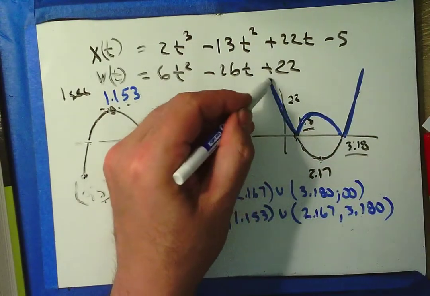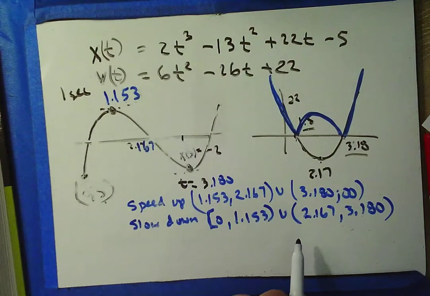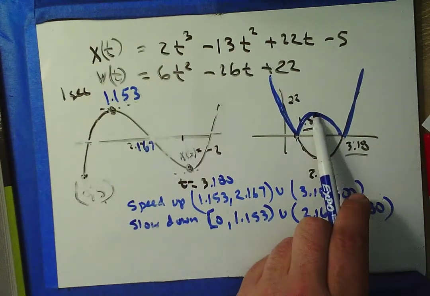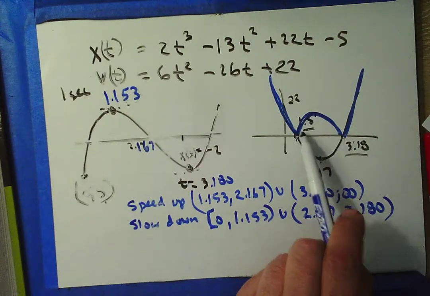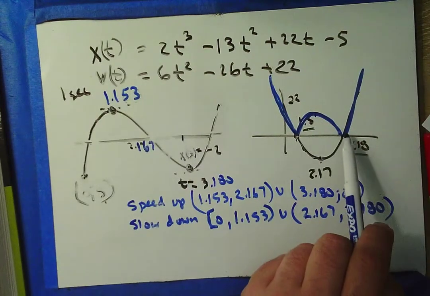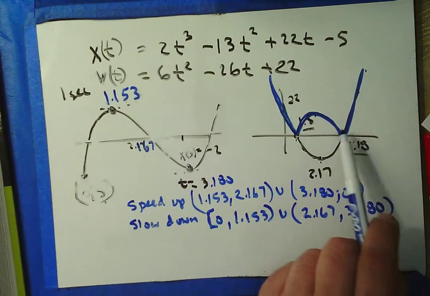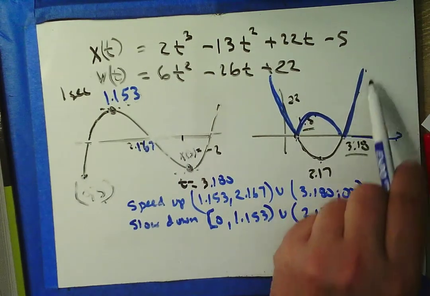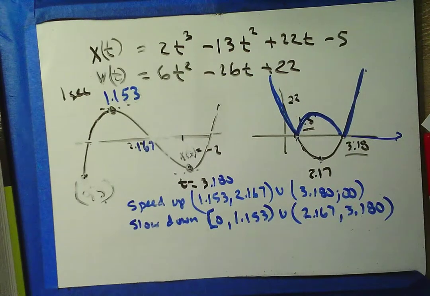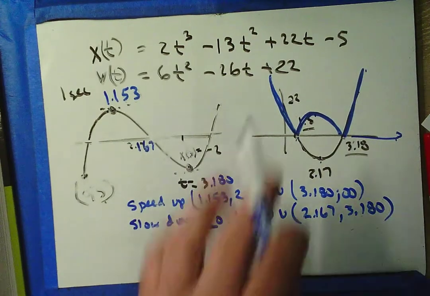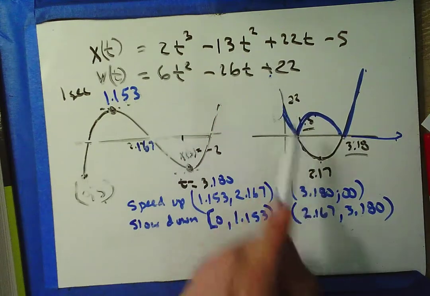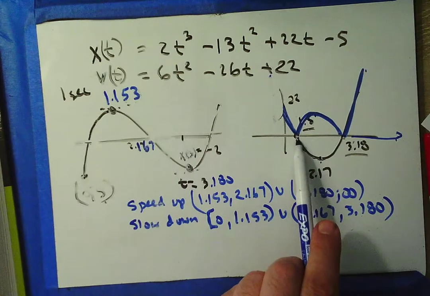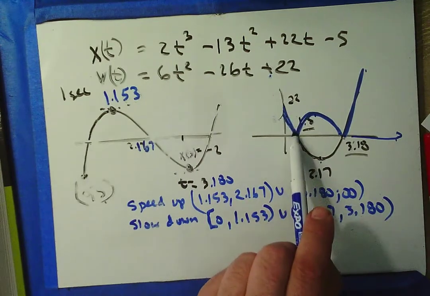So, what can we say about speeding up? I say we're speeding up from here to here because of the positive slopes on the speed graph. And I say we're speeding up from here to infinity, because, again, slopes on speed are positive. I think we're slowing down from 0 to here, 1.153, because the slopes here are negative on the speed graph.